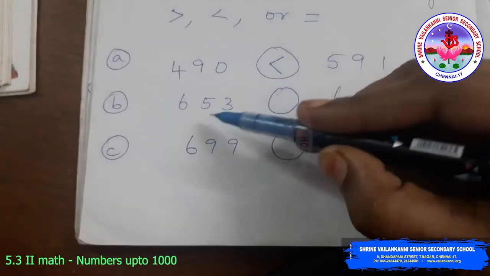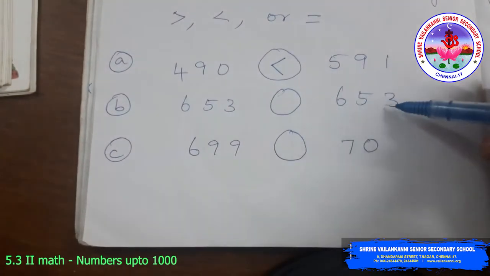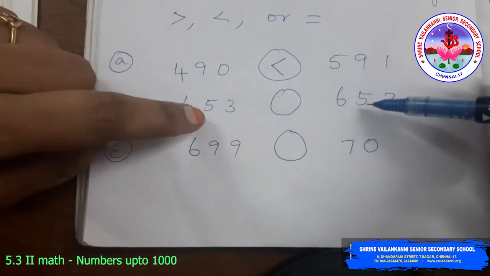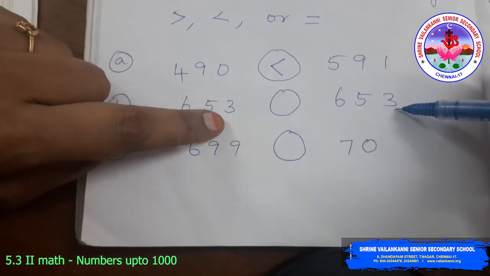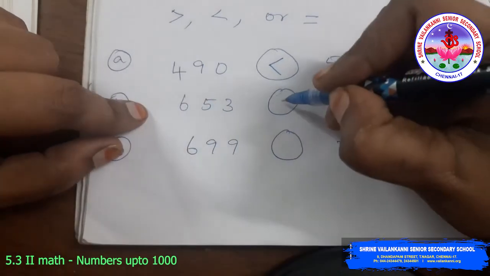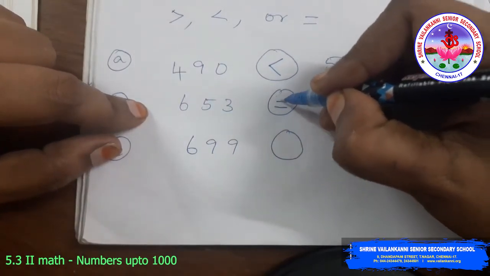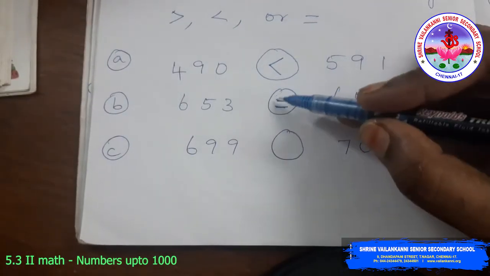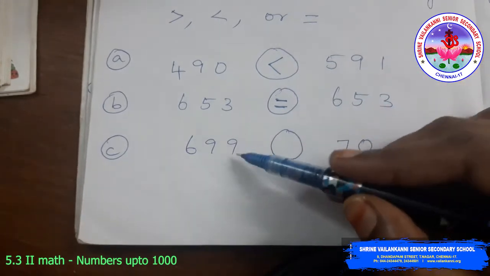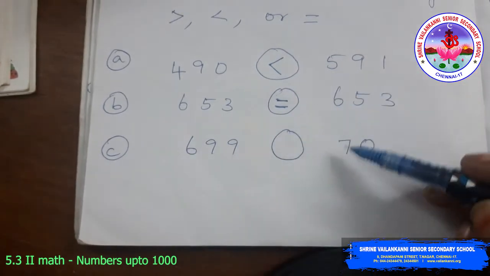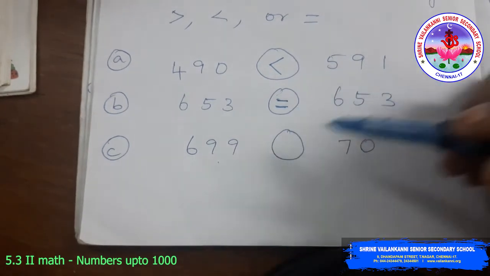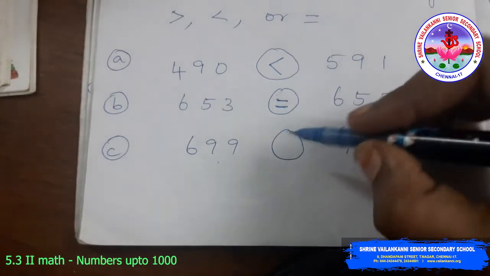The second example, 653 and 653. You can see same number of digits, hundreds place also same, tens place also same, ones place also same. Then these two numbers are the same, so you put the equal to sign. When both the numbers are the same, you put the equal to sign. Third example, 699 and 70. You can see the number of digits. This is 2 digits, this is 3 digits. So this is greater and this is smaller.